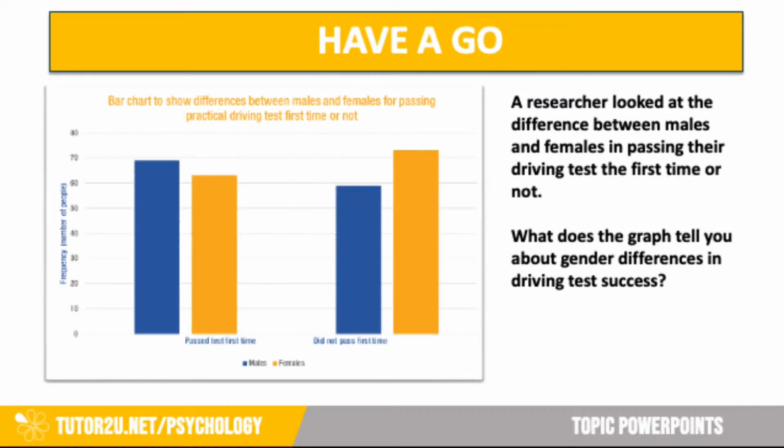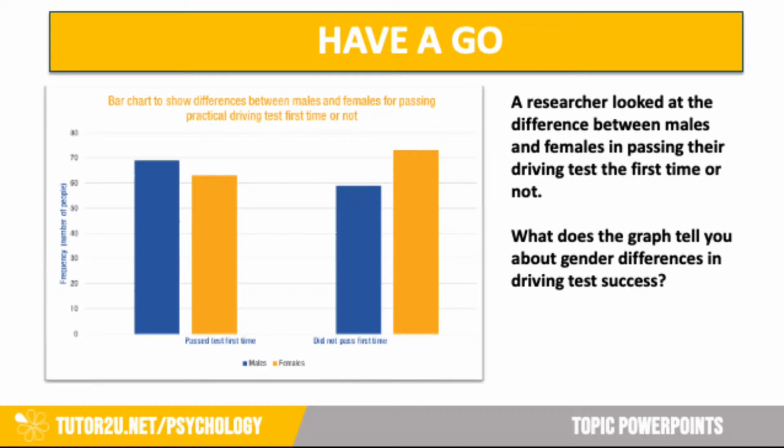Okay. So let's have a go at interpreting a bar chart. So as I said previously, remember, always have a look at the title because it's got a lot of information in there, and have a look at what is displayed on both axes. So we've got a bar chart to show differences between males and females for passing practical driving tests first time or not. On the x-axis, we've got passed first time, and we've got did not pass first time, and the difference there in the bars for males and females. And on the y-axis, we've got the frequency of males and females for each.